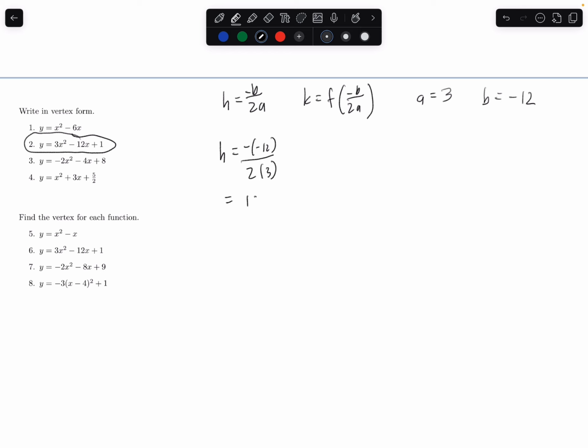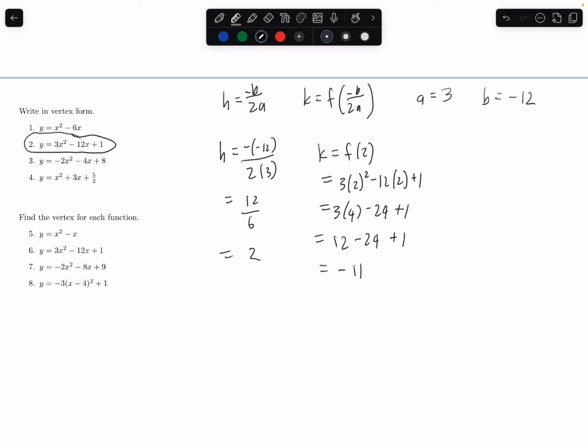Okay, that's 12 over 6, which is just 2, easy. So now k is going to be equal to f of 2. F of 2 is equal to 3 times plug in the 2 squared minus 12 times plug in that 2 plus the 1. 2 squared is 4, so this is 3 times 4 minus 12 times 2 is 24 plus 1. So 3 times 4 is 12 minus 24 plus 1. 12 minus 24 is negative 12, plus 1 is negative 11.